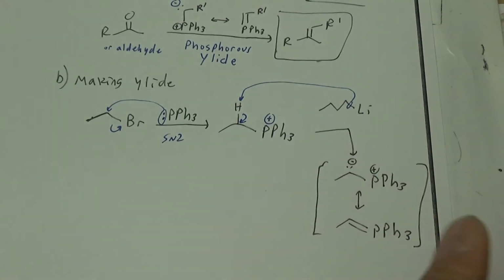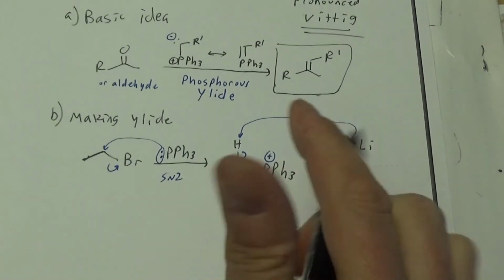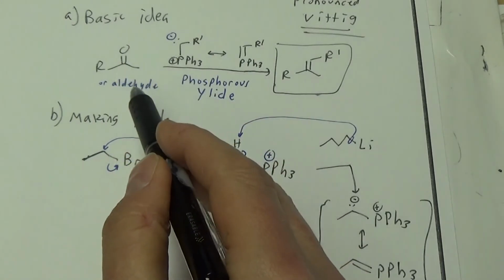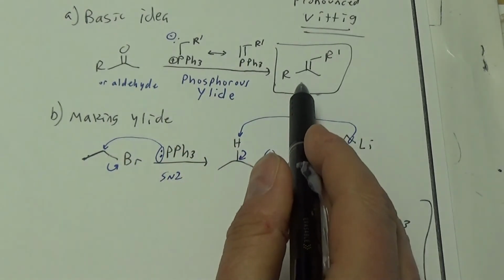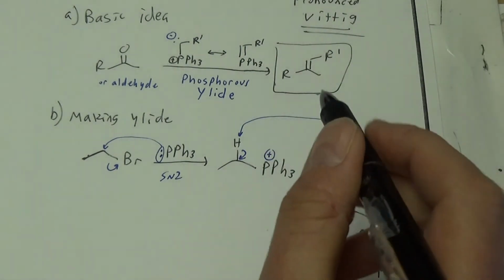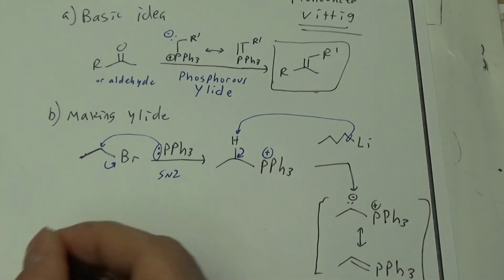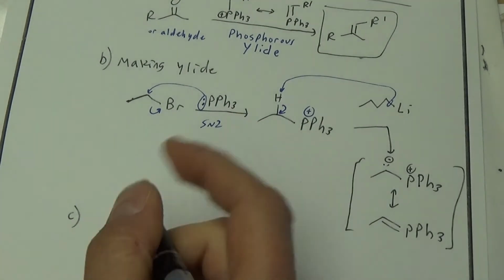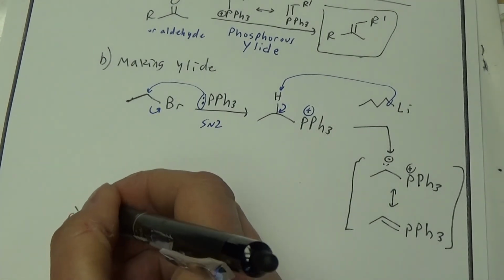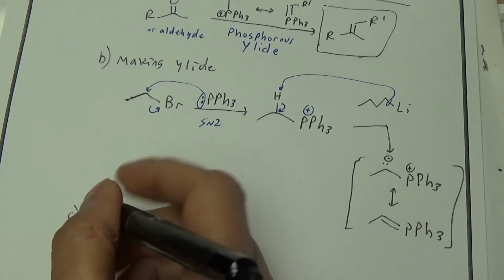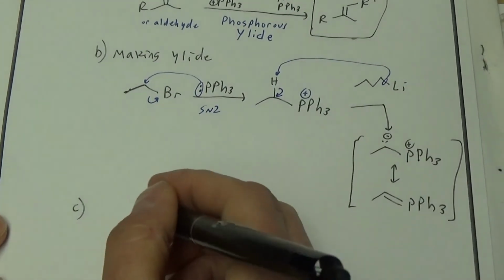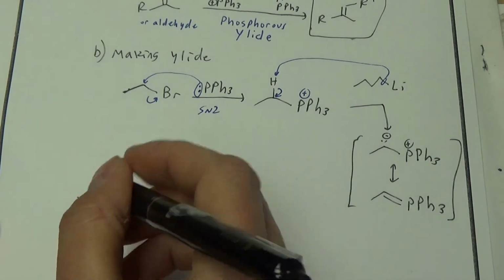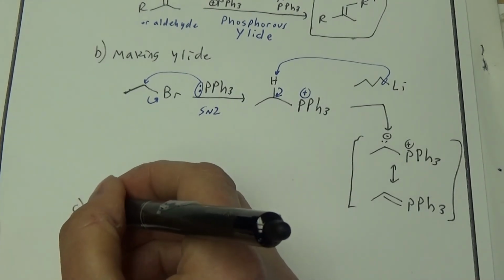Then the next question is, once you've got the ylide, what's the mechanism for ketone or aldehyde plus the ylide to make the alkene? That's incredibly easy as well. Actually, we're going to wait on that mechanism. We're just going to show an example of the reaction, and we'll show the mechanism in a second.